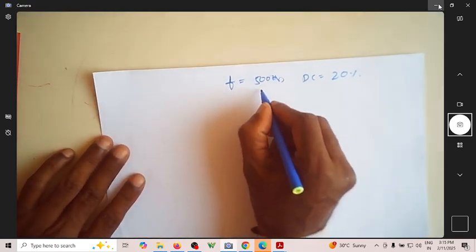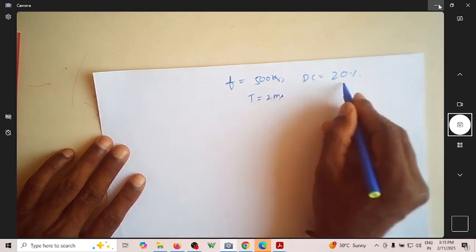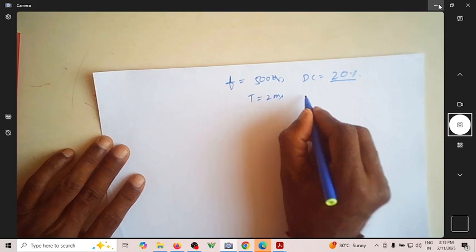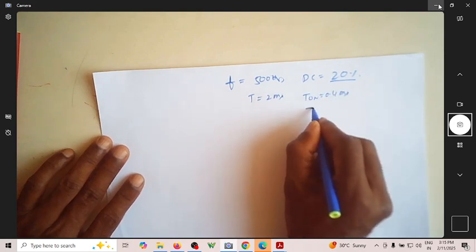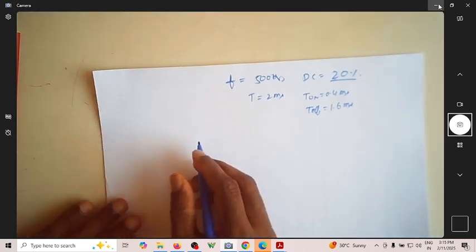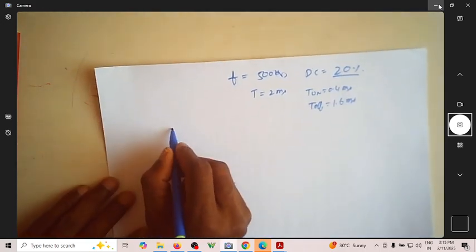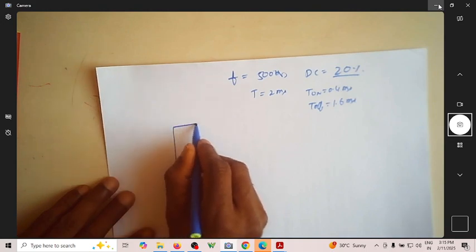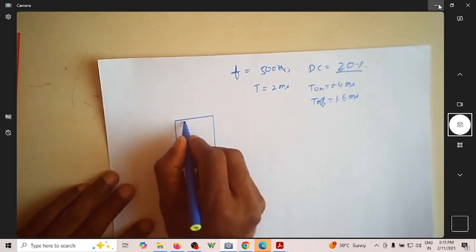So now since it is 500 hertz, the total T becomes 2 milliseconds. Since it is 20% duty cycle, T on will become 0.4 millisecond, then T off will naturally become 1.6 millisecond. Since the duty cycle is less than 50%, you have to go for a circuit which is, so now I'm just doing the design part of it.